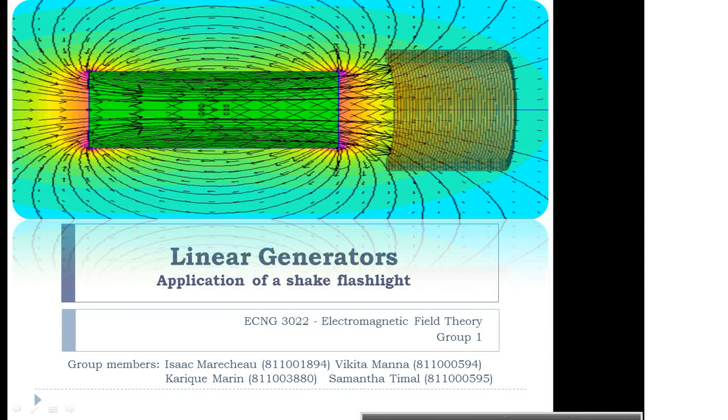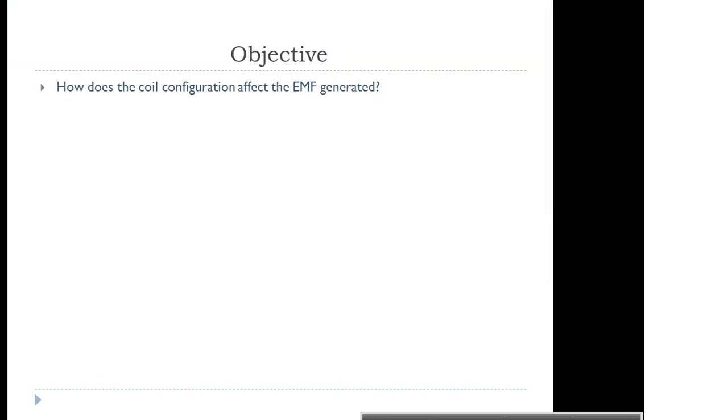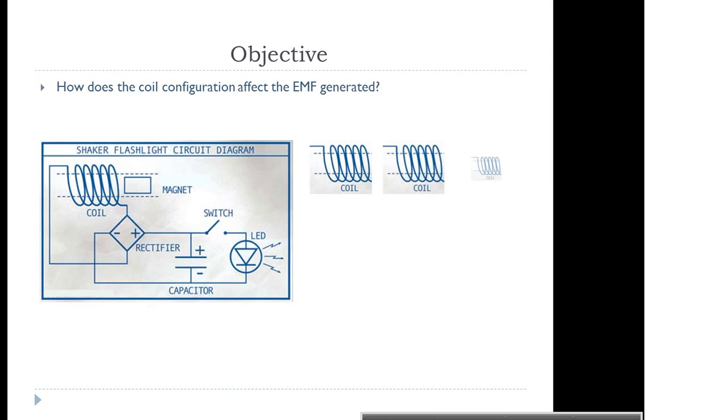Good day, we are Group 1, and this is a podcast to demonstrate and examine one method of improving the efficiency of a shaped flashlight. The aim of this project is to investigate how the use of additional coils affects the electric field strength.